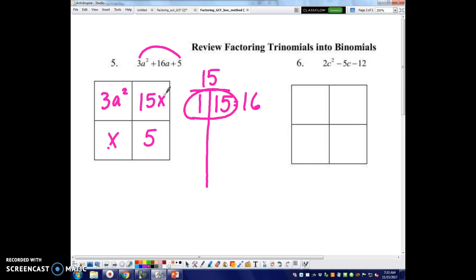Now from here, you do this. Oh, it's supposed to be a, sorry. Let me erase that. 1a and 15a. So from here, look at it like this. What can you divide both of these by? Right here, 5, right? Is there something you can divide both of these by? 1 and a. 1a. So from here, what times a will give you 3a squared?